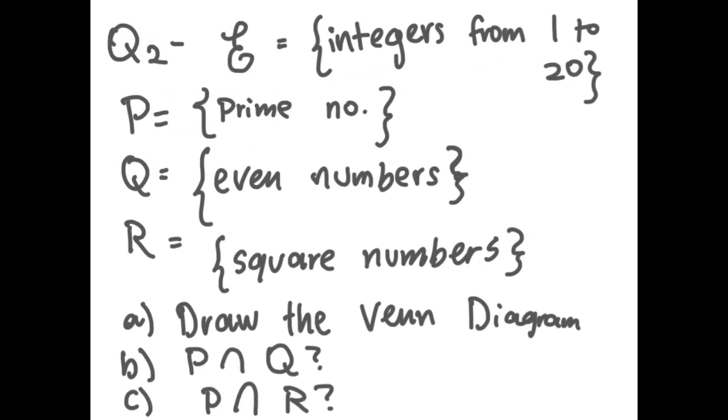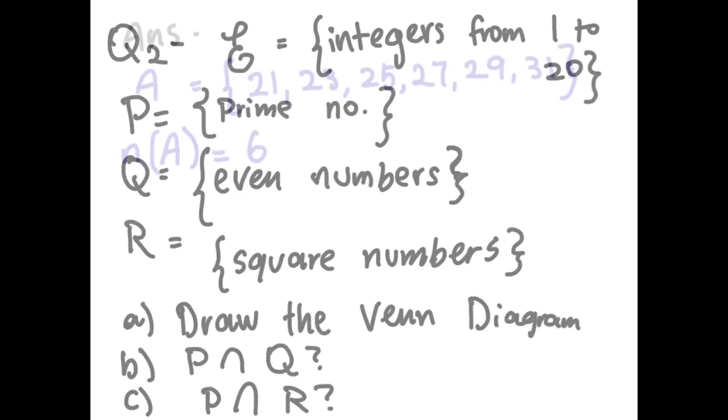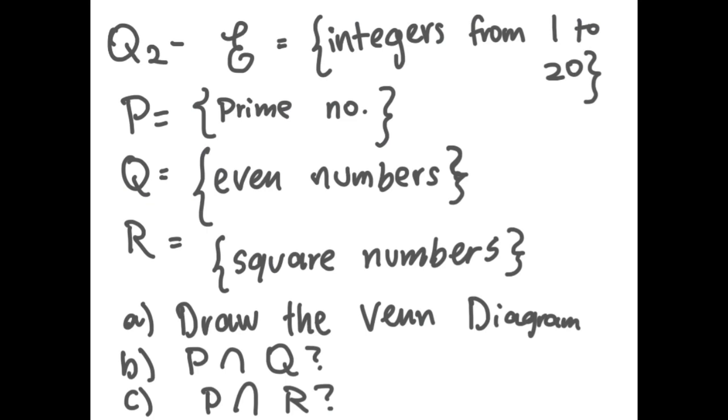The background data is integers from 1 to 20. The prime numbers are the P section, the even numbers are the Q section, and the square numbers are the R section. Now with this information, you have to draw a Venn diagram connecting these three sections and show the intersection between P and Q and the intersection between P and R. Pause it if you would like to try.